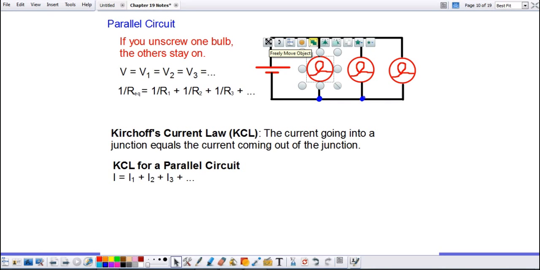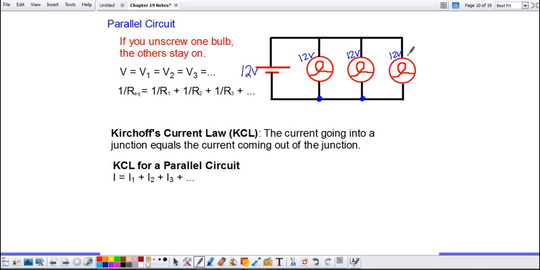Some other things. Since each light bulb is connected to the potential difference, the potential difference stays the same. Potential difference at each of these is going to be the same. So if we've got a potential difference of 12 volts at the battery, then the potential difference at the first light bulb is 12 volts. At the second light bulb, it's 12 volts. And at the third light bulb, it's 12 volts.